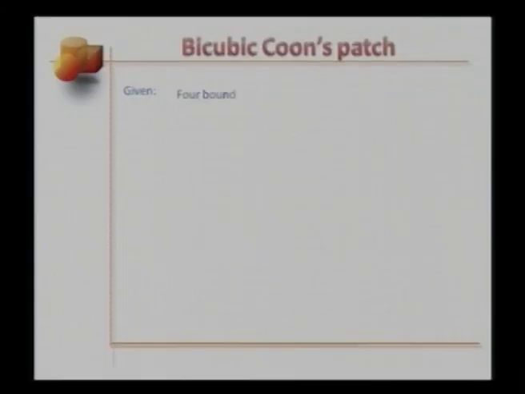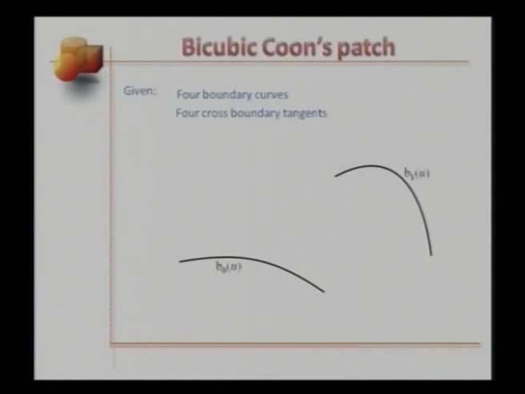So, given four bounding curves and four cross boundary tangents. These are two of the four curves, B0 of u and B1 of u. These are the other two, A0 of v and A1 of v. For B0 of u, we have the tangents as T0 of u. And for B1 of u, we have the tangents as T1 of u. What would these cross boundary tangents mean?